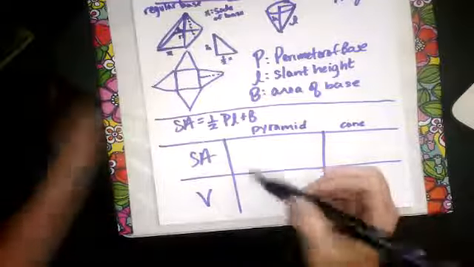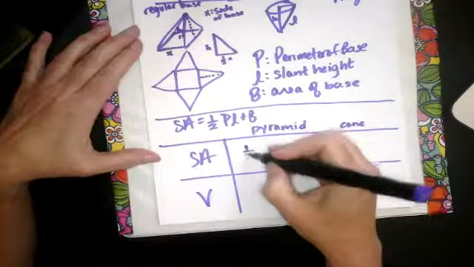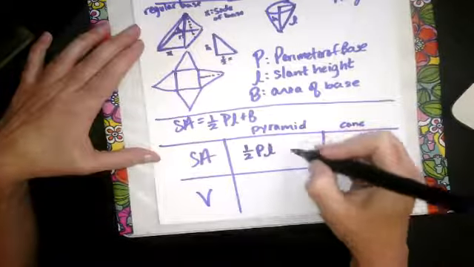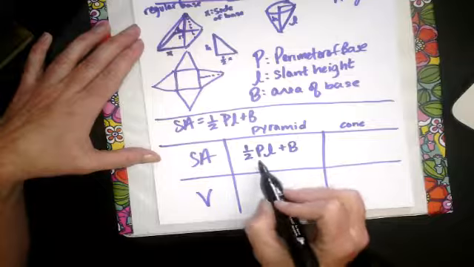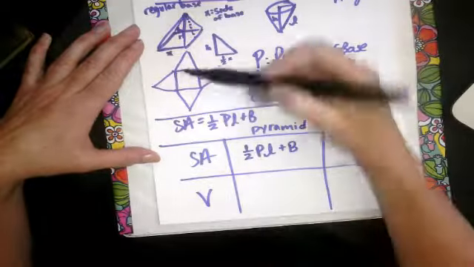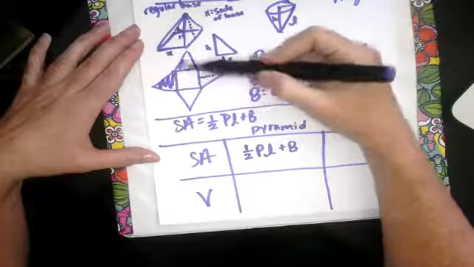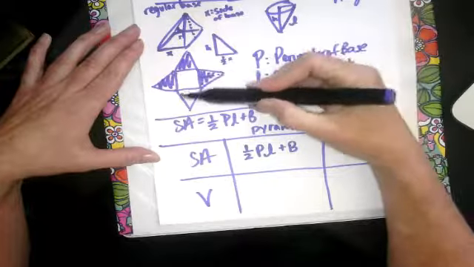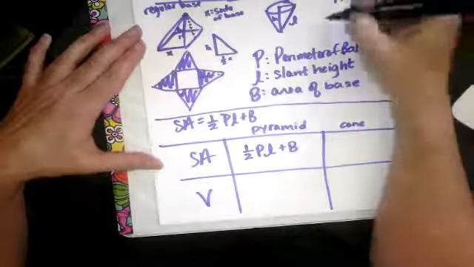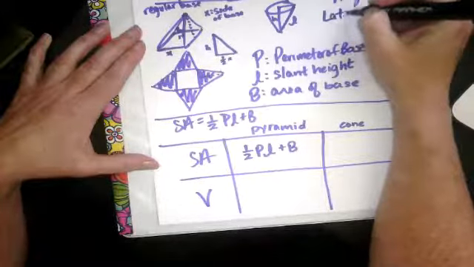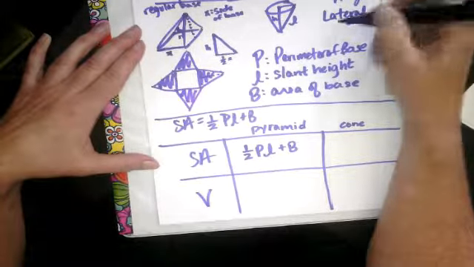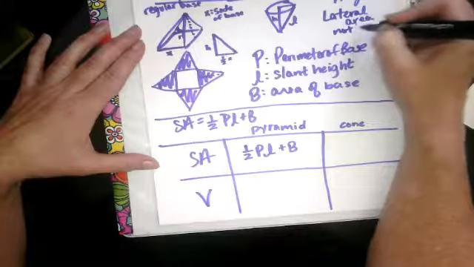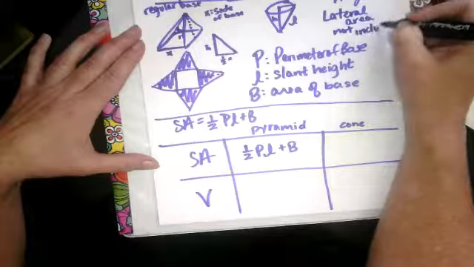So for a pyramid, again, that's going to be 1/2 the perimeter of the base times the slant height plus the area of the base. This part right here, the 1/2 the perimeter times the slant height, is the lateral area, which is not including the base. So that is still the same too, just as a recap. So lateral area pretty much is not including the base or bases, depending on your shape.